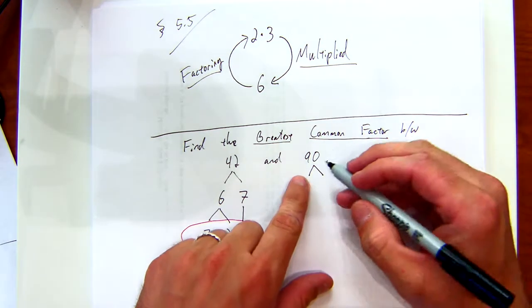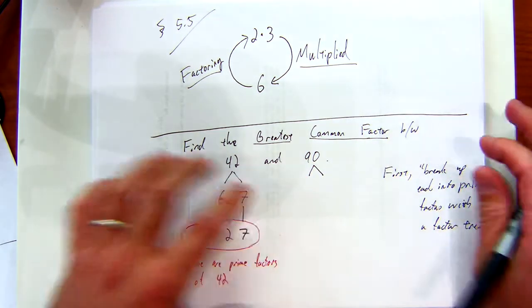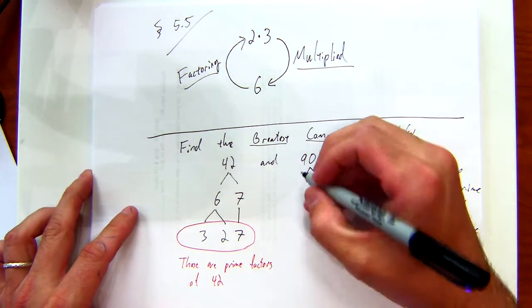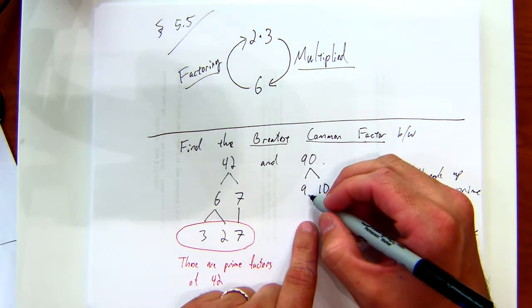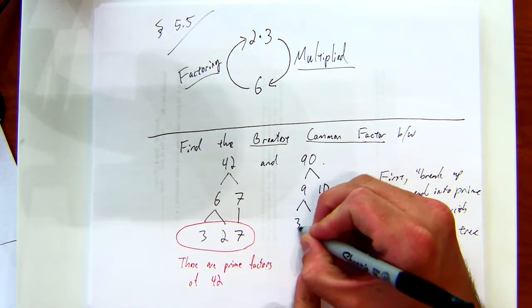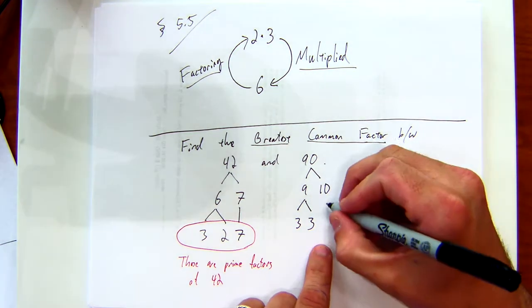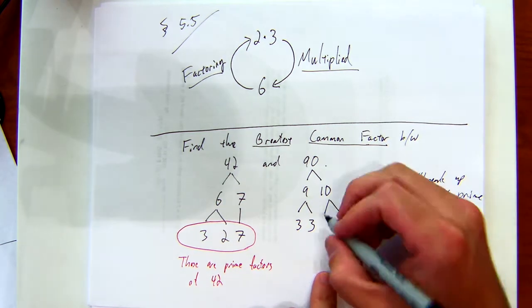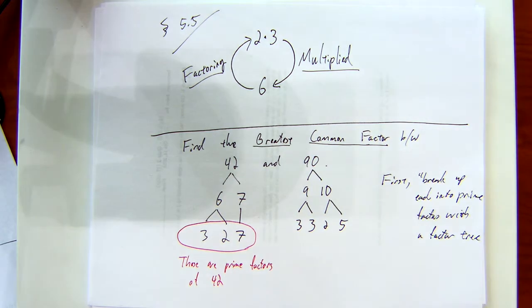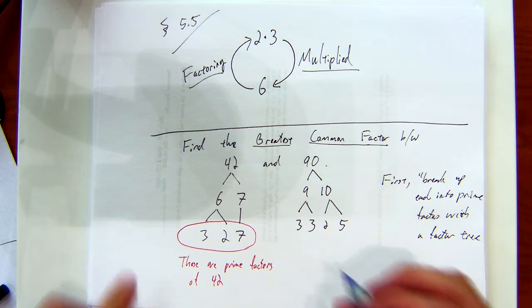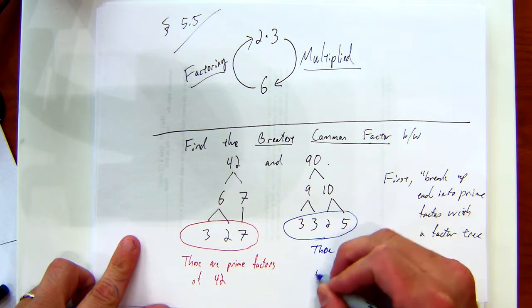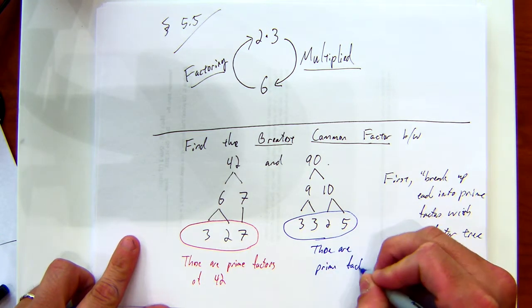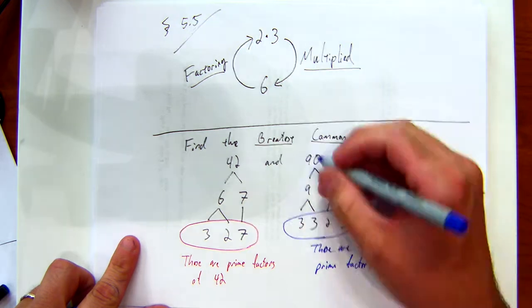What's one way I can express 90 as a product of two factors? 9 times 10. What's one way I can separate 9? 3 times 3. What's one way I can separate 10? 2 times 5. Can I bust those up anymore? No. These are the prime factors of 90.